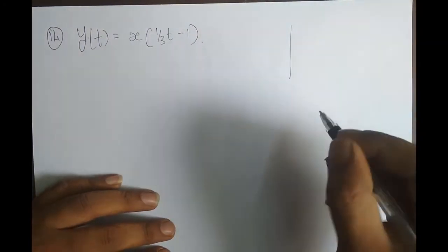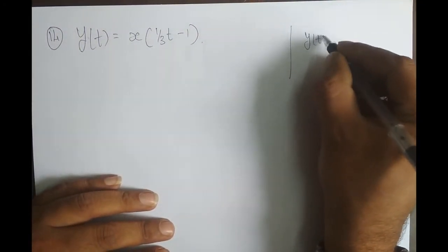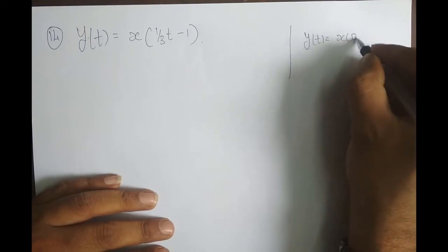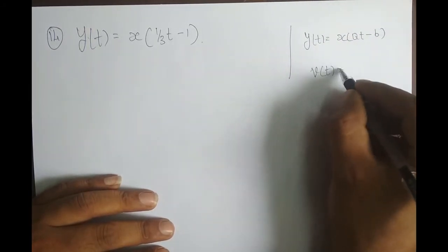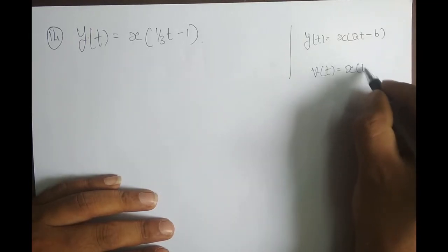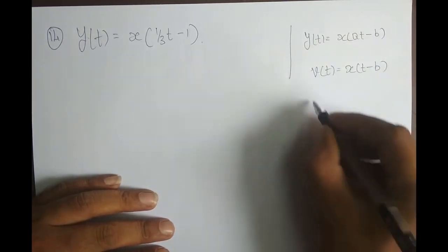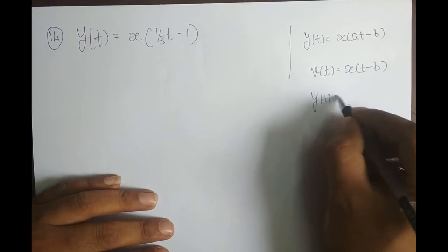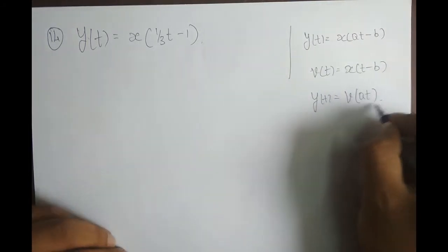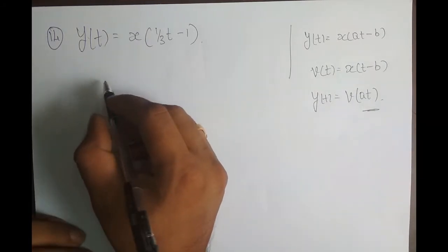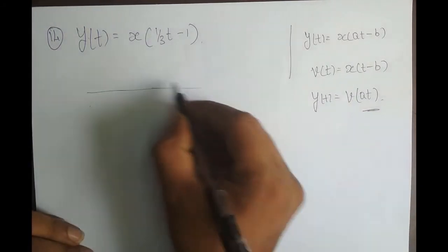So again this involves the precedence rule, because this is of the form y of t is equal to x of at minus b, right? First I have to sketch the intermediate signal v of t, which contains only the shifting part, which is x of t minus b, and then I get y of t, which is the time scale version of v of t, v of at, right? So we'll do that. Before that, we try to sketch x of t.